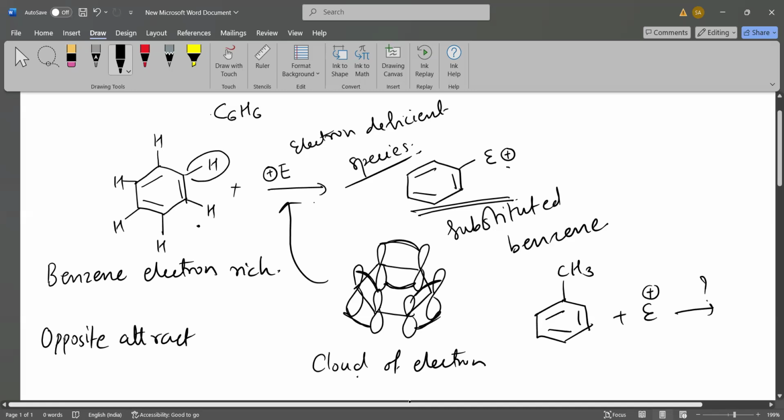Are you sure? It won't happen in that manner, because the methyl group is not as electron rich as the benzene ring is. But because of the presence of this methyl group, the positions of the benzene ring will definitely be influenced. How it influences, I'm going to explain. So whatever I have written here, I hope you have written in your notebook simultaneously with me.